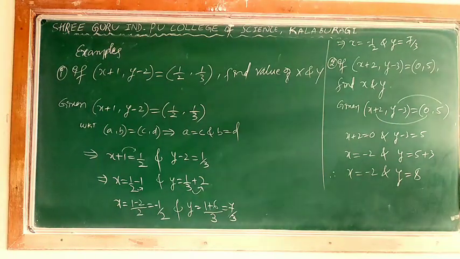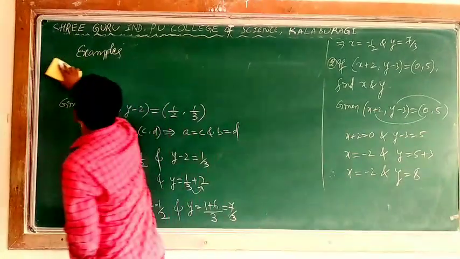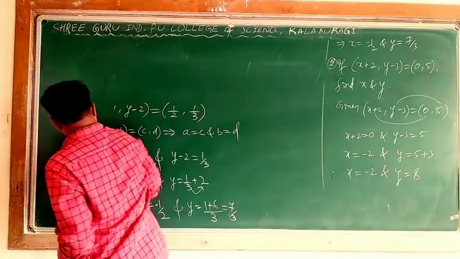This is the second example related to ordered pairs, finding the value of x and y. Okay, complete. Next one. Third one.